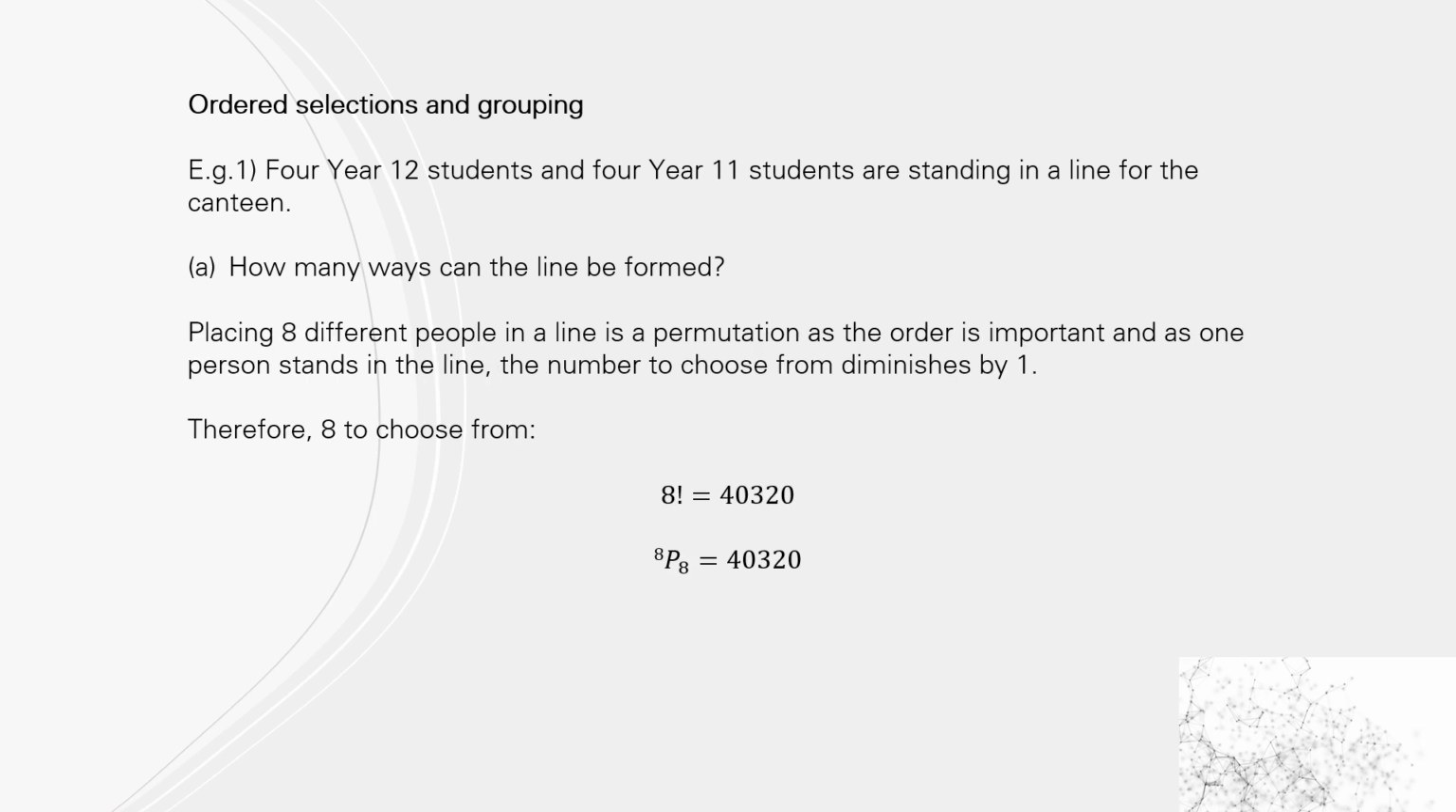So for our first one, we've got eight people. They're all different. Once you put the first one in, the numbers diminish by 1, and order is important, so it's a permutation. Therefore, since you're placing everyone, you can use 8 factorial, or you can use 8p8. So the number of ways of ordering those 8 people in a line is 40,320.